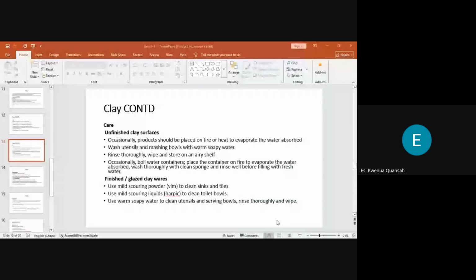So, madam, personally, I use Harpic. I put some in the closet, then I cover it overnight. So in the morning, I first flush it, then I use some with the brush to clean the edges, then the seat, then inside the hole where the water is. Then I flush again.